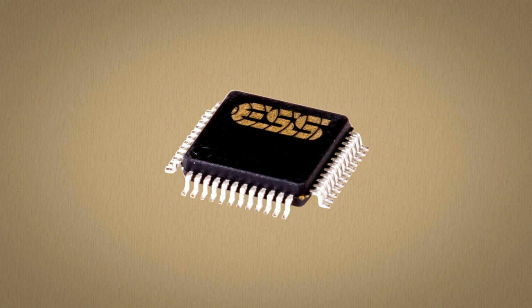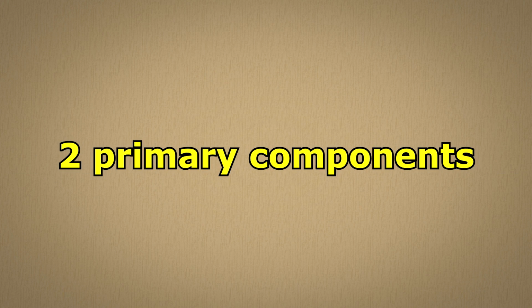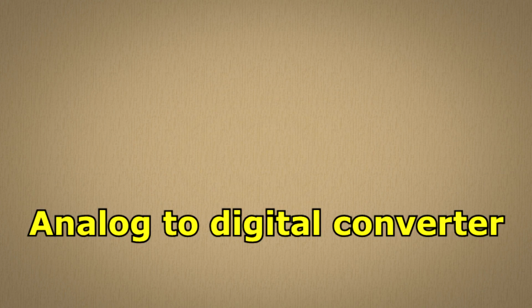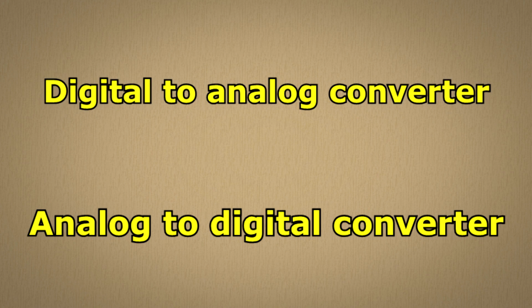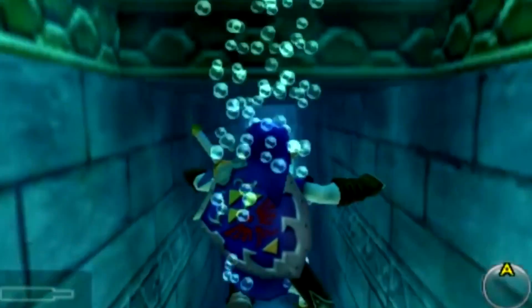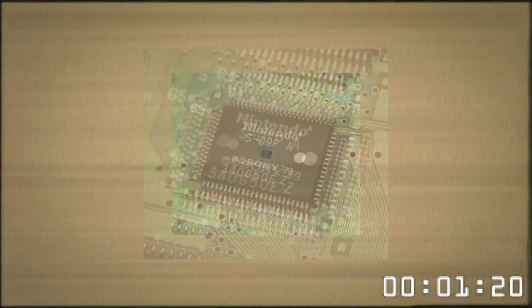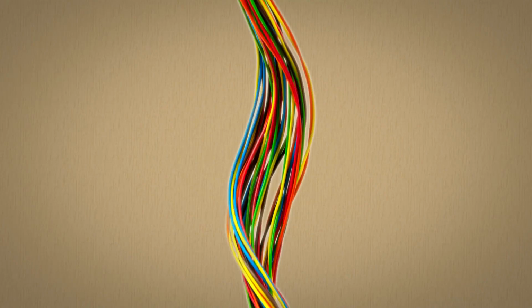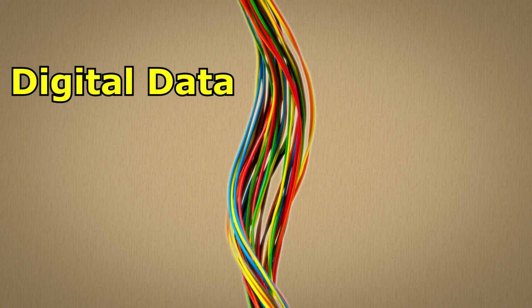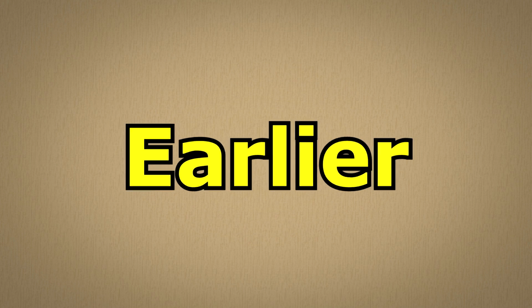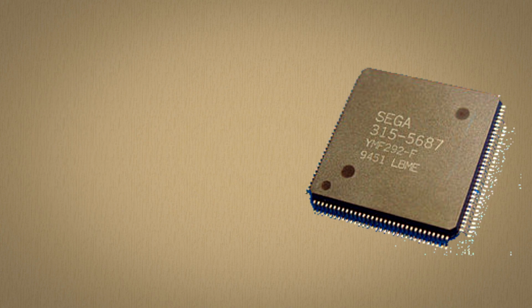A standard sound chip contains two primary components: an ADC, or analog to digital converter, and a DAC, or digital to analog converter. The names do a pretty decent job of explaining what each component does, but let's go a little more in depth. A DAC is fairly similar to past sound chips we've discussed, in that it is responsible for taking the digital data from the processor and converting it into analog data we can actually hear. Earlier, when we were talking about sound chips capable of playing sound samples, we were talking about simple DACs.